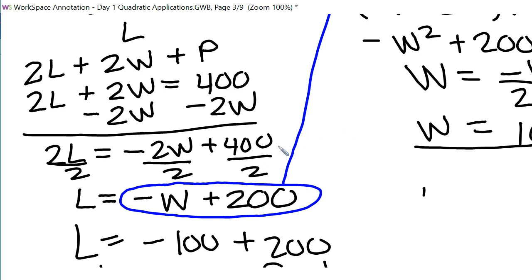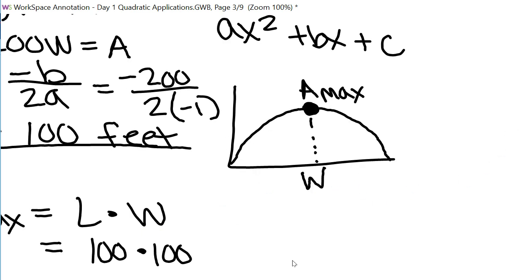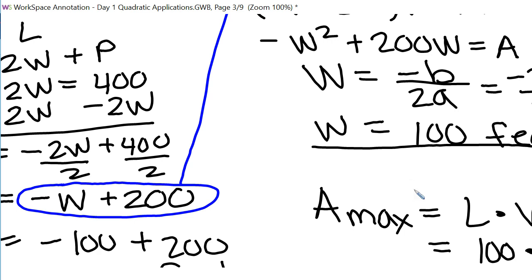The maximum area. So if I want the maximum area, well, how do you find area? Length times width. So this would be 100 times 100, which would be 10,000. And what would the units be for the area? Square feet. Feet times feet would be feet squared. So make sure you have all of those answers. You have to have the length, the width, and the maximum area.